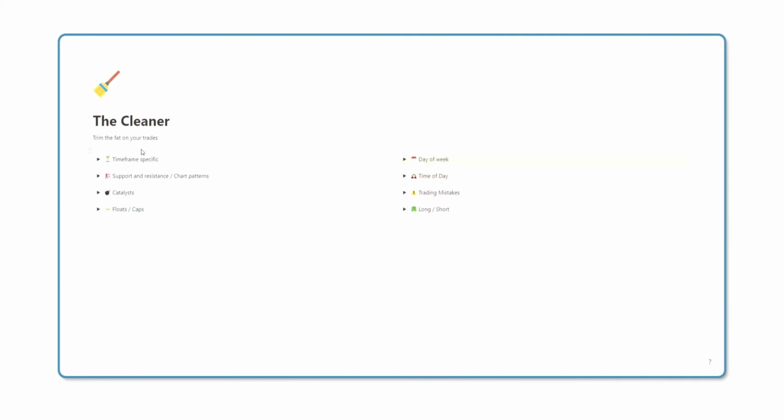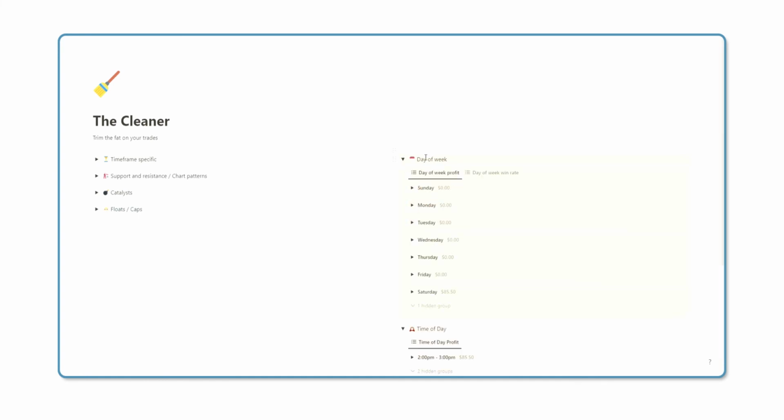The cleaner is the most powerful part of Notion Pro Trader. You can basically figure out what's working and what's not, and your profit and loss will go up and your win rate will go up over time if you're disciplined and you implement certain things, where maybe you're doing wrong, where you're losing money, and leaning more into the things that are working.